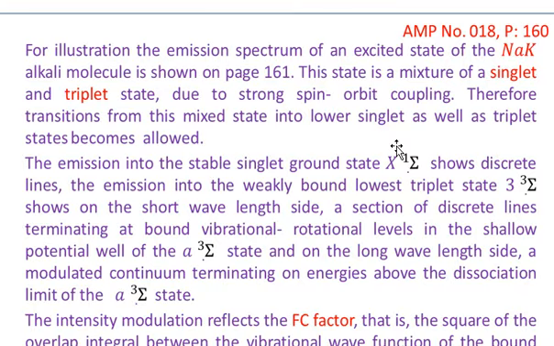Now you see that I go through this picture very quickly because I have explained all the things about that figure. For illustration, the emission spectrum of an excited state of the sodium potassium alkali molecule is shown in figure number 161. The state is a mixture of singlet and triplet states due to strong spin orbit coupling. Therefore, the transition from this mixed state into the lower singlet as well as the triplet state becomes allowed.